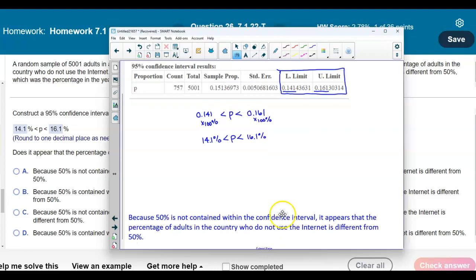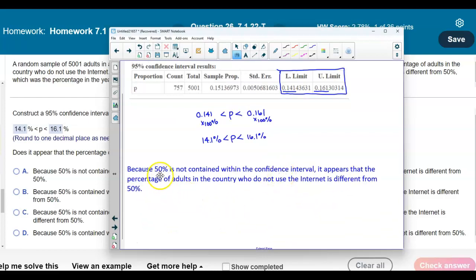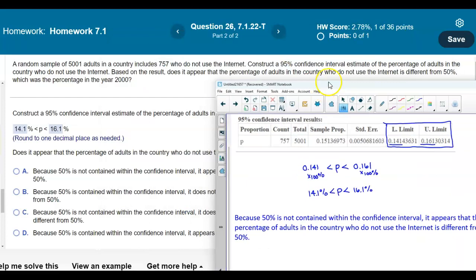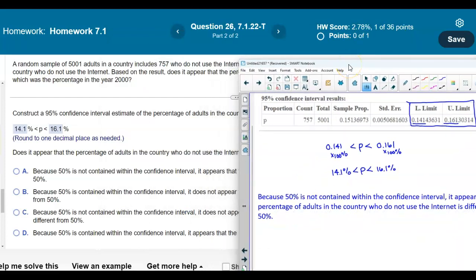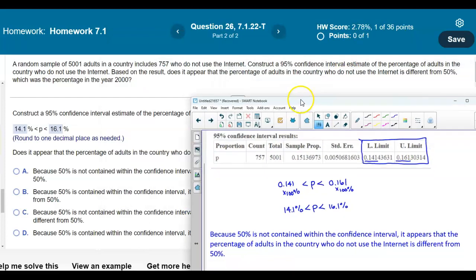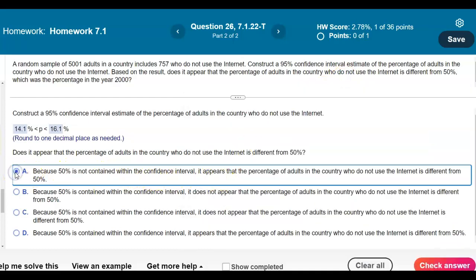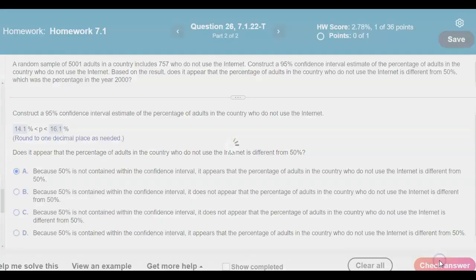So therefore, we would say the following. Because 50% is not contained within this confidence interval, it appears the percentage of adults in the country who do not use the internet is different from 50%. So therefore, we would say that it appears, which is A, and there is our answer.